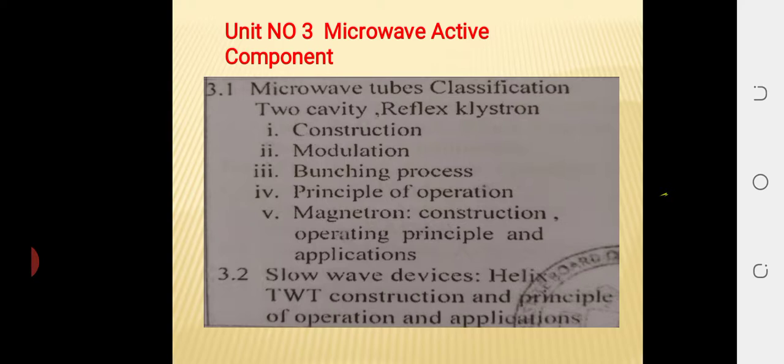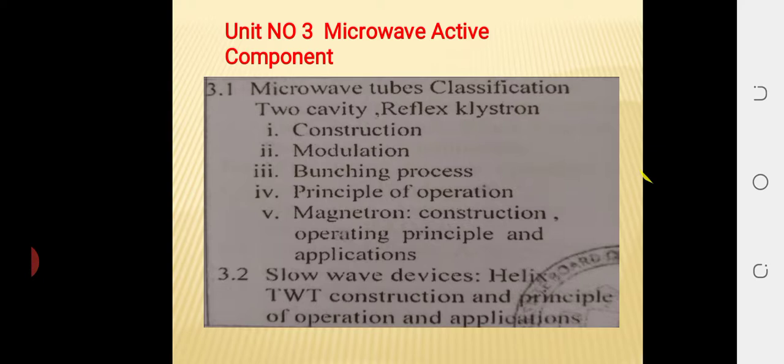In unit number 2 we have seen passive components, but in unit number 3 we are going to study the active components. There are various types of active components. We are going to study how they help the microwave frequency maintain the size of the wavelength. There are various types of tubes that transmit the frequency at a standard level. So what are the tubes?